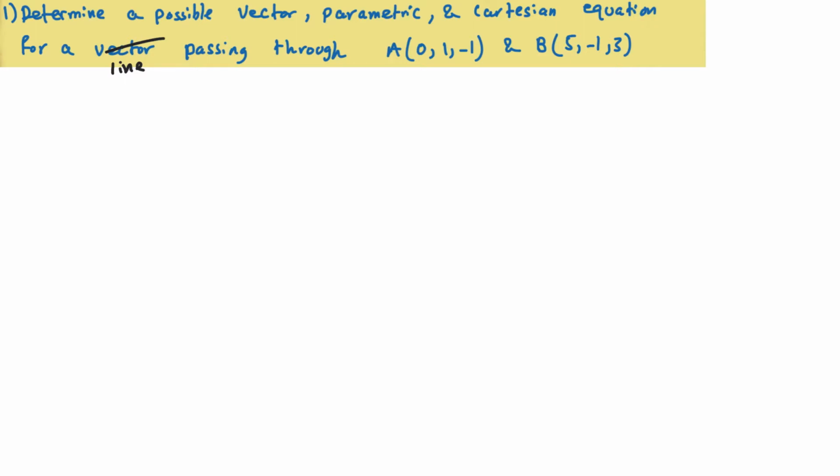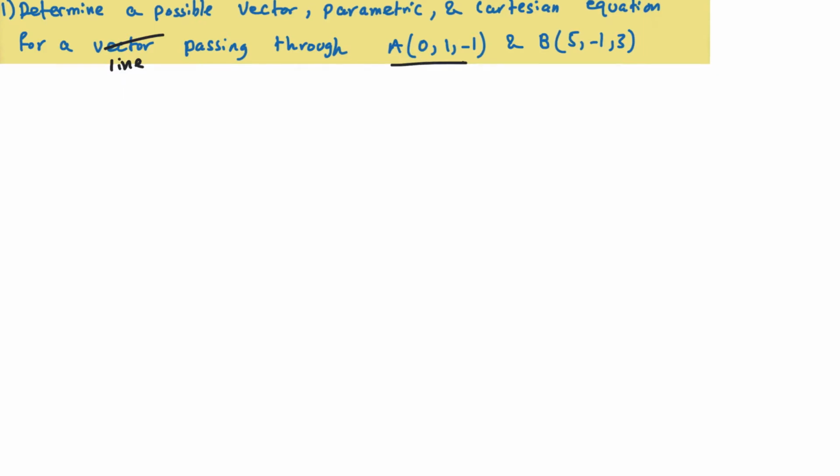To find an equation for a line, we need a point and we need a direction. To get a direction vector here, we can use either vector AB or BA. It doesn't really make a difference. To find vector AB, we are going to choose the coordinates of B, so those are 5, -1, and 3, and subtract them from the coordinates of A, which are 0, 1, and -1. When we do this, we get 5, -1 minus 1 is -2, and 3 minus -1 is the same as 3 plus 1, which is 4.